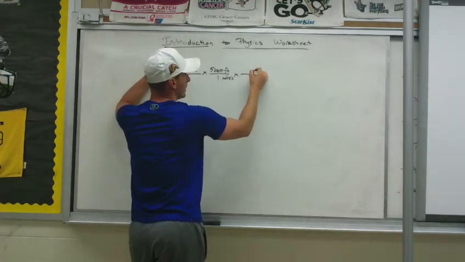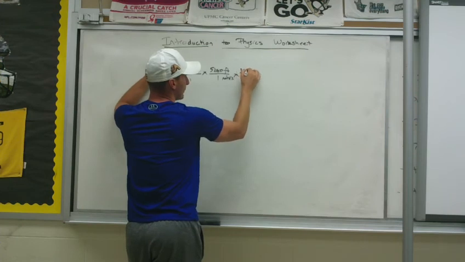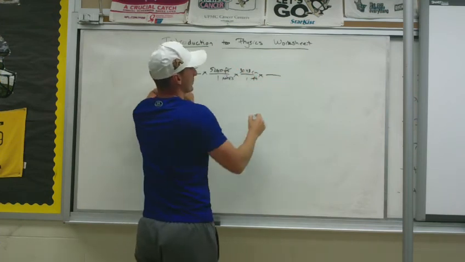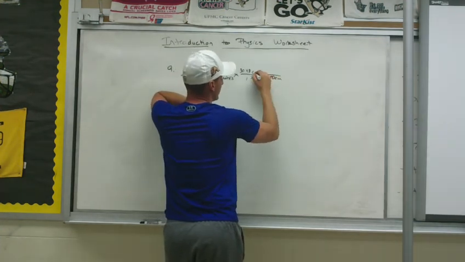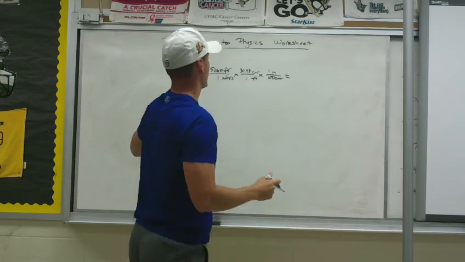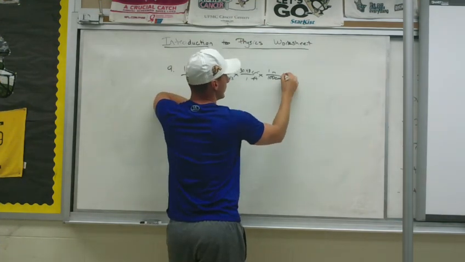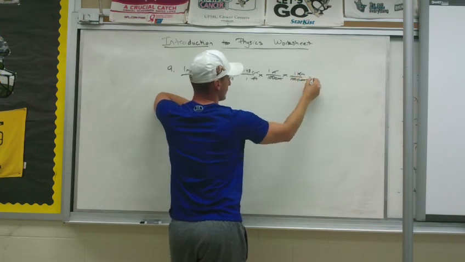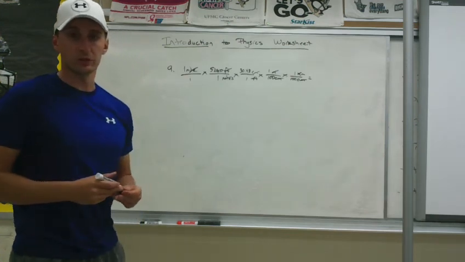You put feet here. Centimeters up here. 1 foot is 30.48 centimeters. Feet go away. I want to go to meters. 100 centimeters, 1 meter. No, I want to go to kilometers. Sorry. 1 meter. Get rid of meters. 1,000 meters, 1 kilometer. Meters cancel out. Okay, I'm left with kilometers, so I'm good to go.